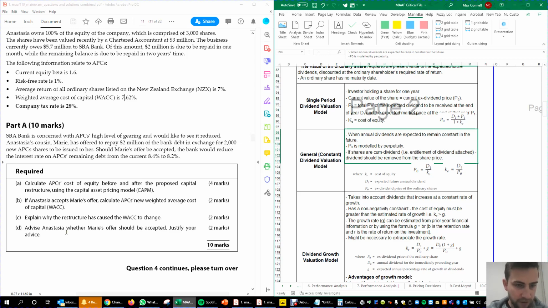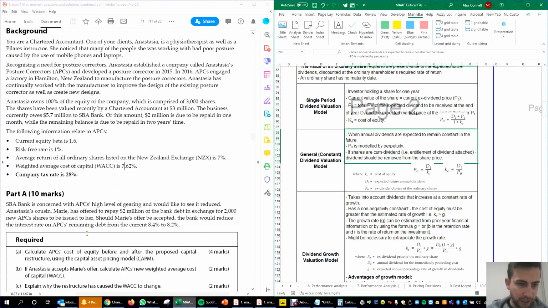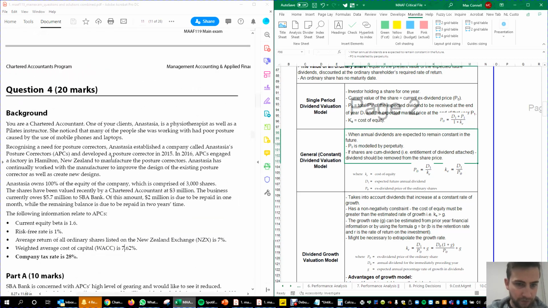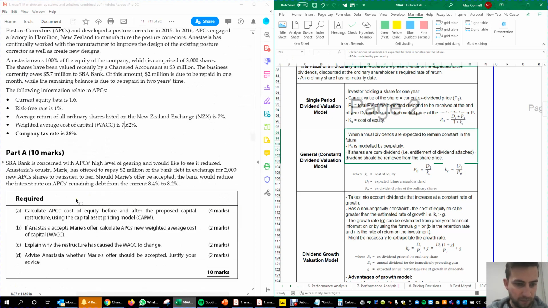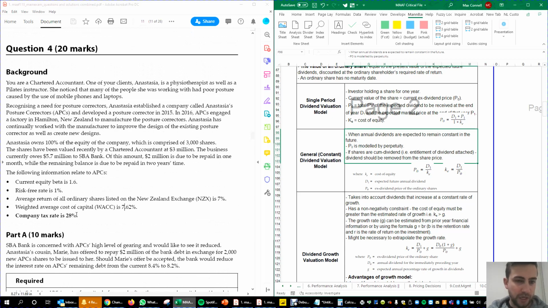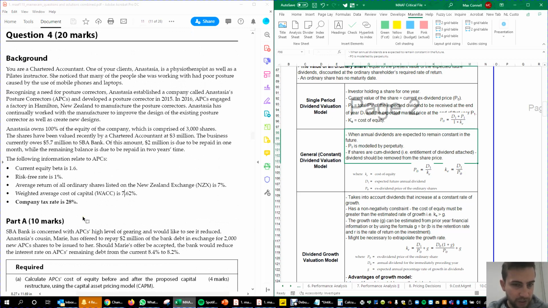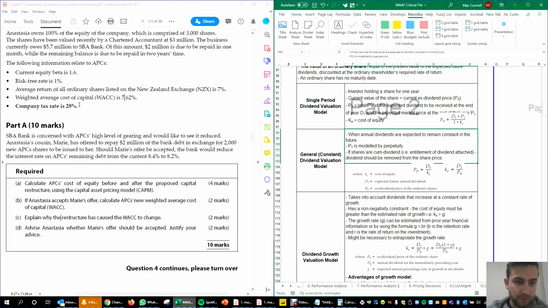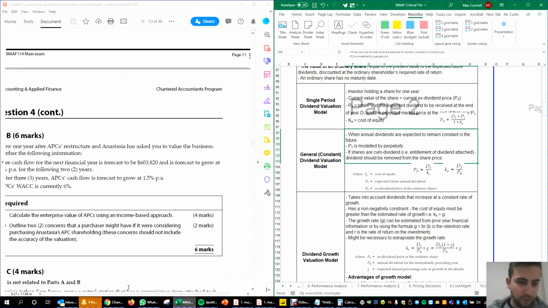And finally, even with the new shares issued of 3,000, Anastasia is still going to hold a majority in the company. So generally people are okay issuing more shares as long as they still hold control in the company. That's the case here. She's got 3,000 shares total. She's going to issue 2,000, so she's still going to hold a majority in the company. And that's how you get full marks on question 4, part A.